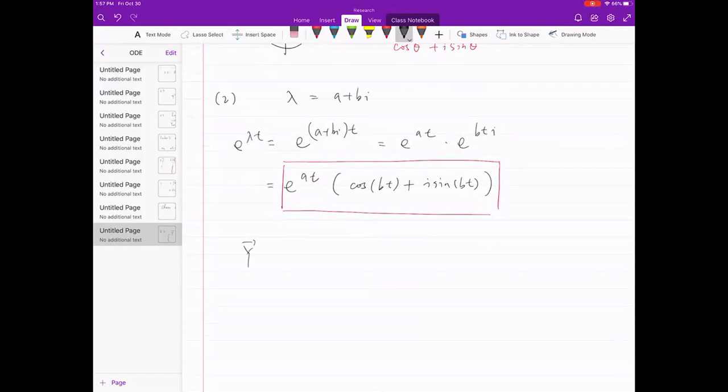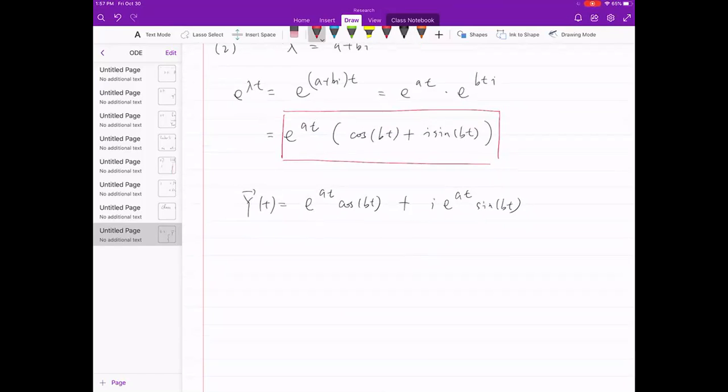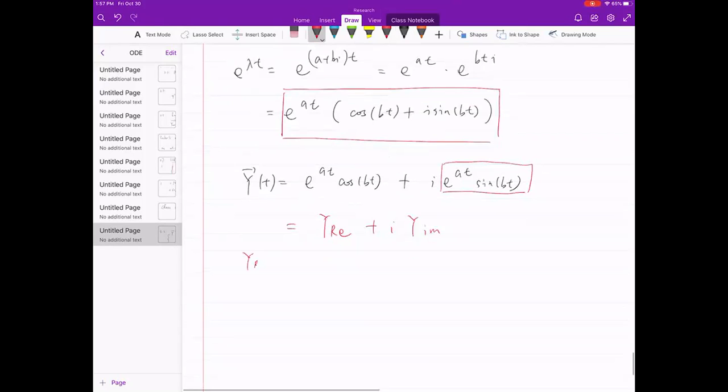Then your y(t) basically has 2 parts. I will call this part y real because you don't have an i. I will call this part without i y imaginary. Both y real and y imaginary are real because I manually times the i here. So if you get rid of the i, everything here is just real. Okay, that's what we mean by y real. It's a number. y imaginary, it's a number.